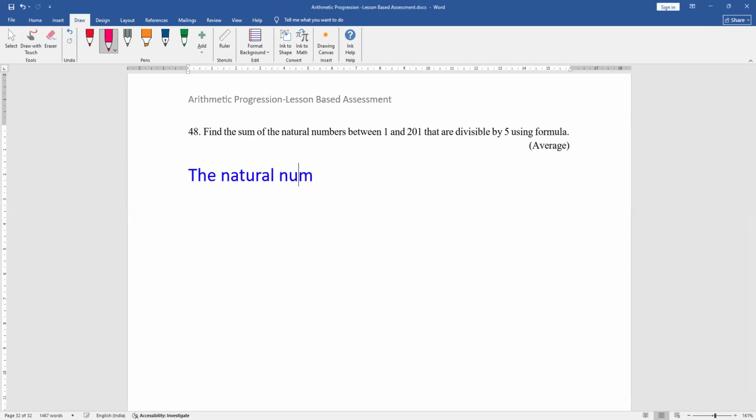The natural numbers between 1 and 201 that are divisible by 5 are. What are those numbers?